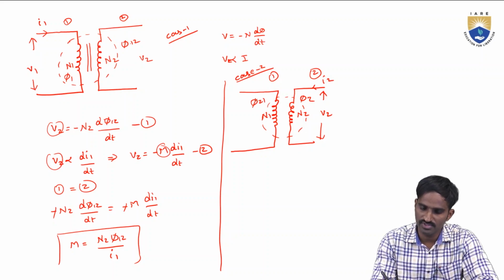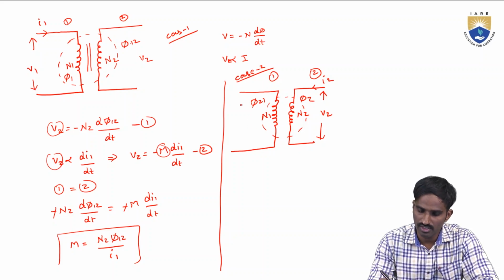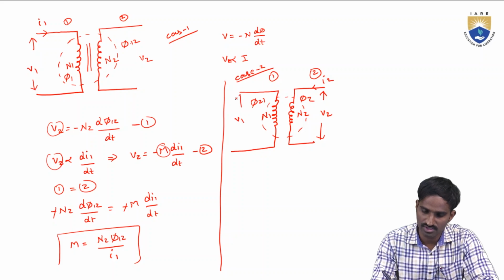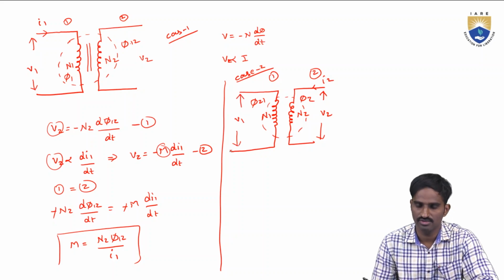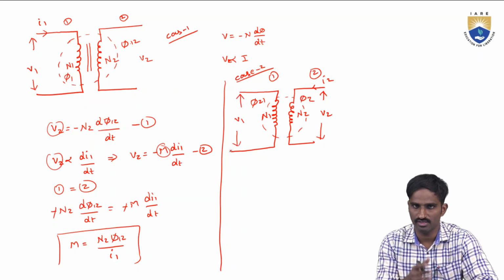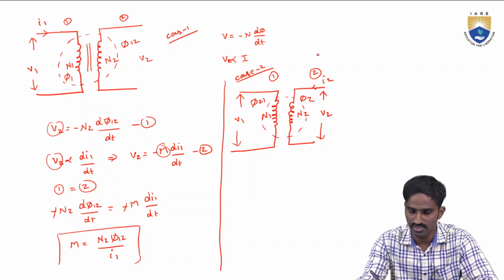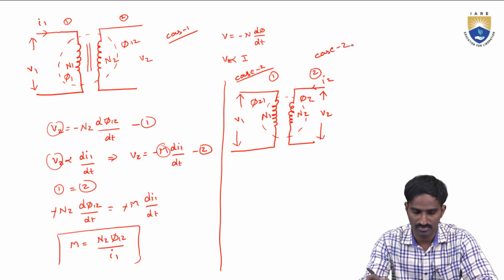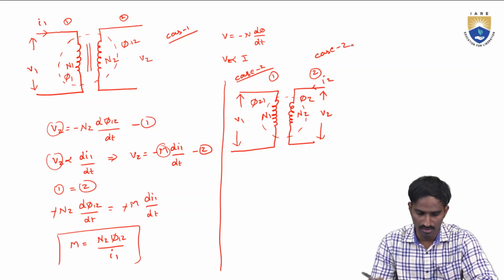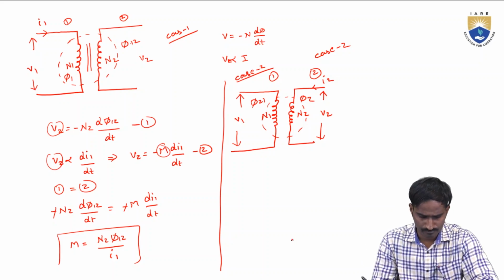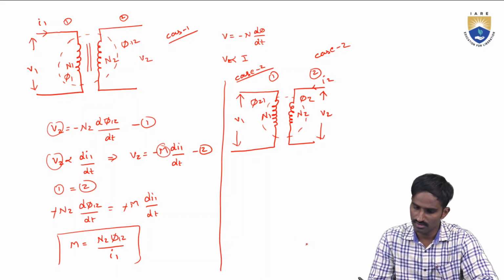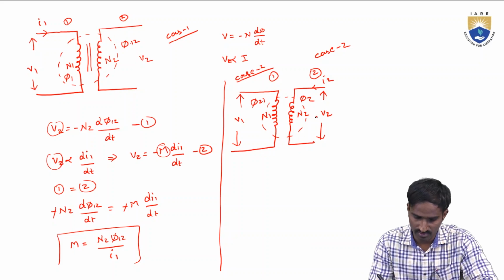Because of the change in flux through this primary coil, of course there will be an EMF induced across the primary coil. Let us consider it V1, because it is exactly the opposite way of case 1. So here it is case 2. In this case also, first of all, let us find V1.